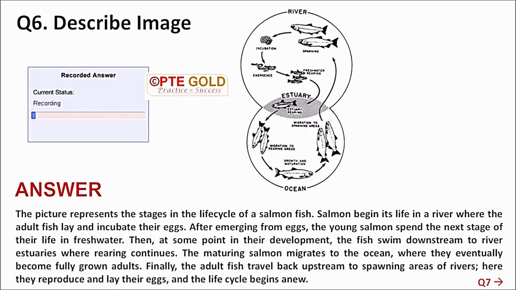The picture represents the stages in the life cycle of a salmon fish. Salmon begin their life in a river, where the adult fish lay and incubate their eggs. After emerging from eggs, the young salmon spend the next stage of their life in freshwater.